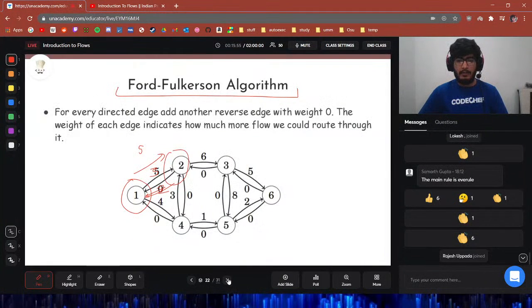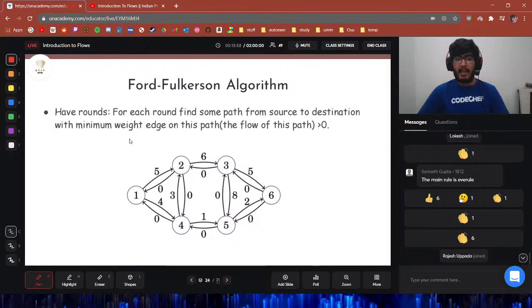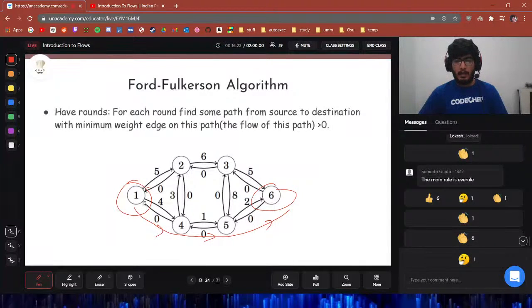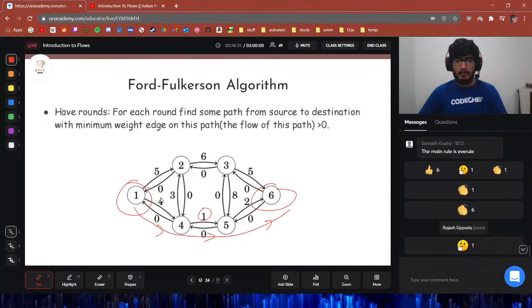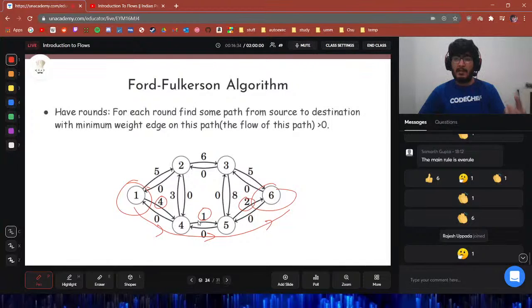So in the Ford-Fulkerson algorithm, we have rounds. For each round, find some path from source to destination with the minimum weight edge on this path. Basically, let's say I go from here, I cannot go from there. Let's go here. I found one path like this, from 1 to 4 to 5 to 6. So the flow of this path is going to be the minimum weight edge in this path, which is 1. That is the limiting edge.